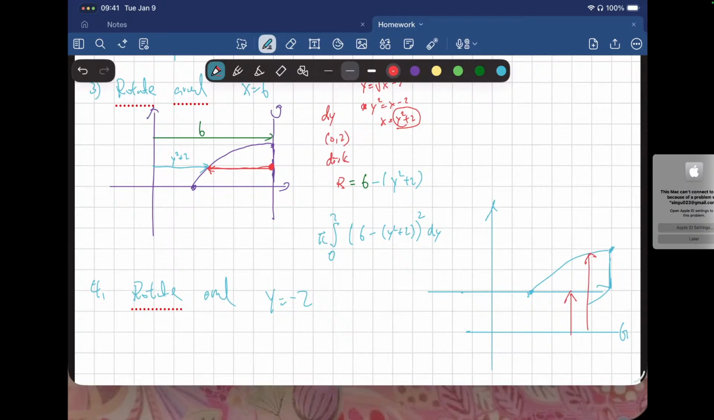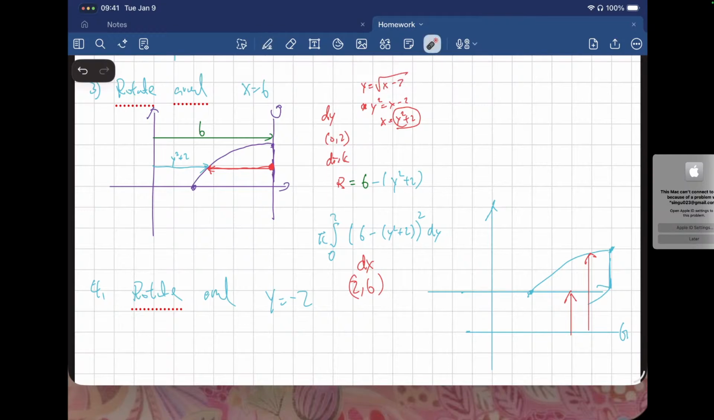The boundary from where to where? -2 to 2? 2 to 6. And it's dx. Okay, because start at 2 to 6. Why is 2? Because you start at here, right? And then stop at here. Does that make sense? Why it's 2 to 6. You got it? Okay.